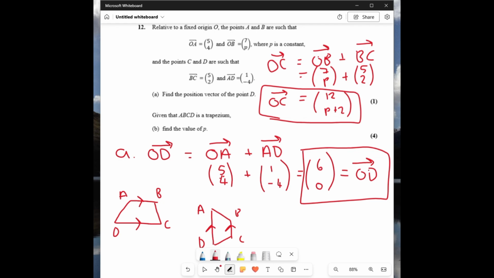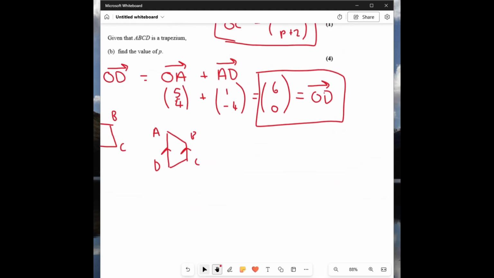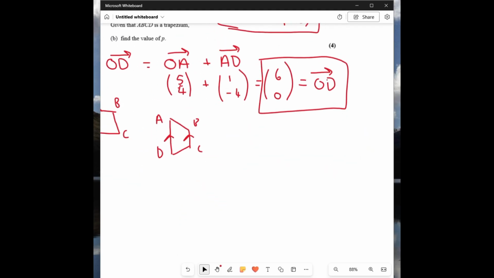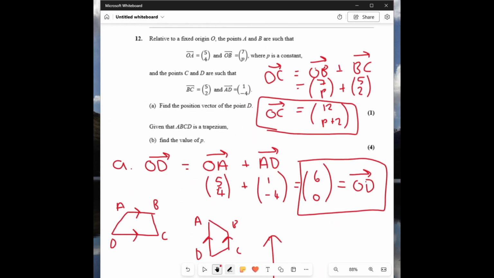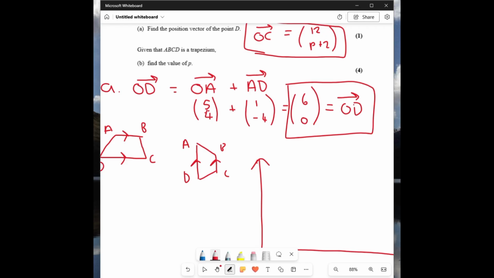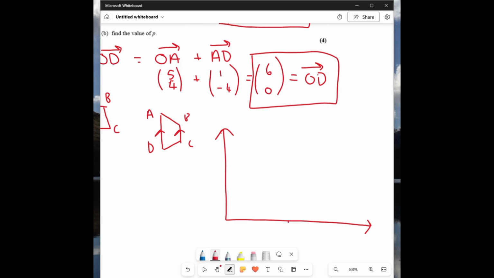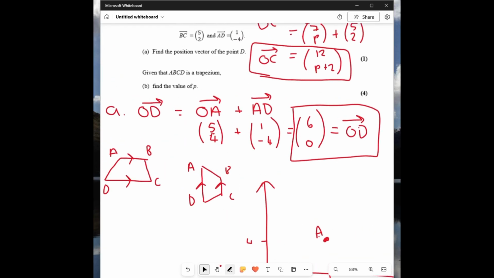So let's just have a go at sketching that out. I'm literally going to draw a really rough set of axes here, like so. It is really rough. Let's figure out where A is. OA is (5, 4). So I'm going to say 5's here, 4's here. So that would be where A is. Vector OA is the arrow, the line that goes there.